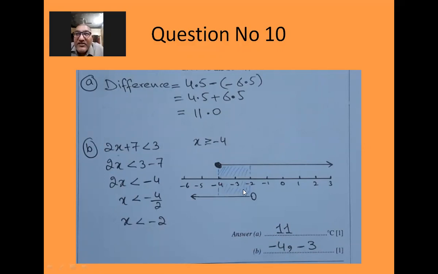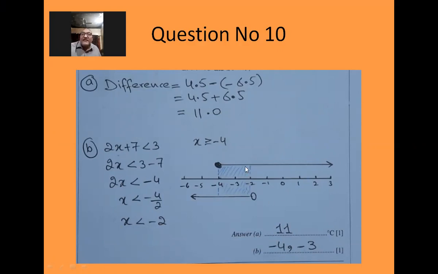So I will represent this. Here you can see x is less than minus 2, so the arrow is towards the left side. And this inequality says x is greater than or equal to minus 4. Here you can see I have shown it on a number line, and this circle has been shaded because minus 4 is also included in the answer. Then you can see that I have drawn an arrow towards the right side, because x is greater than or equal to minus 4.